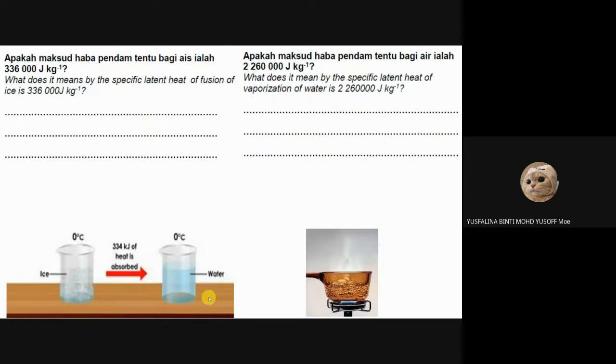Okay, this is the question I want to ask. Can you give me the meaning of the specific latent heat of fusion of ice if it's given the value of 336,000 joule kg^-1? Can you change it to words?